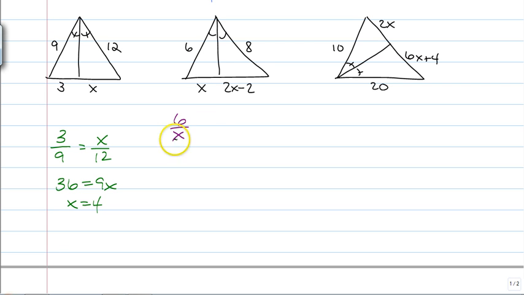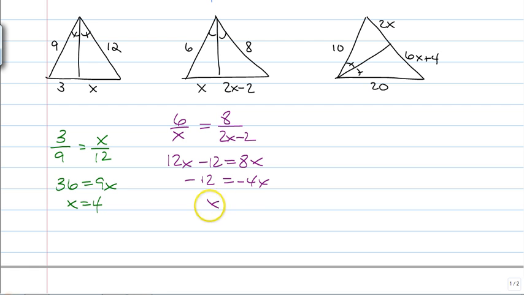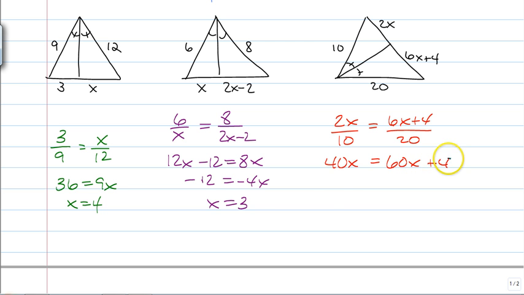So this guy, you should have had 6 over x is equal to 8 over 2x minus 2, giving you 12x minus 12 is equal to 8x. So that's going to give you negative 12 is equal to negative 4x, so x is equal to 3. And for the last one, you're going to have 2x over 10 is equal to 6x plus 4 over 20. And that means 40x is equal to 60x plus 40. Negative 20x is equal to 40, which means x is equal to negative 2.